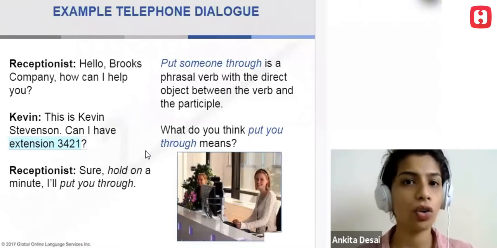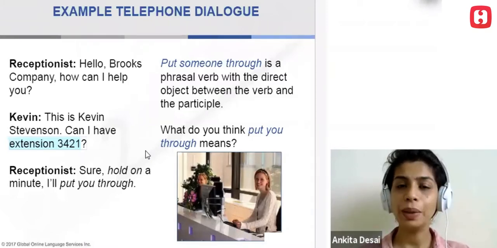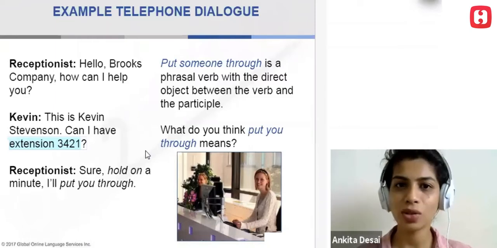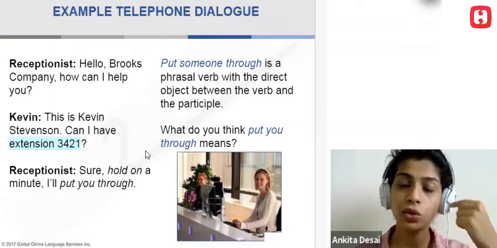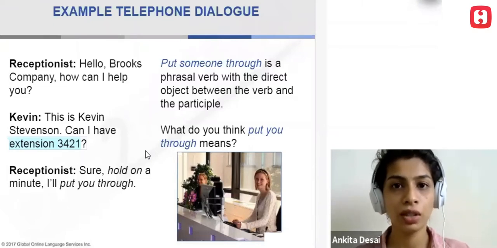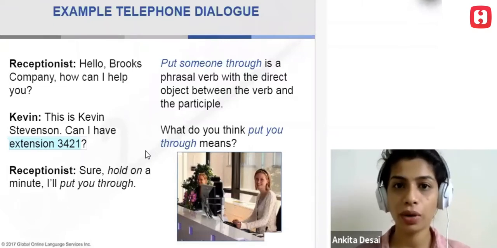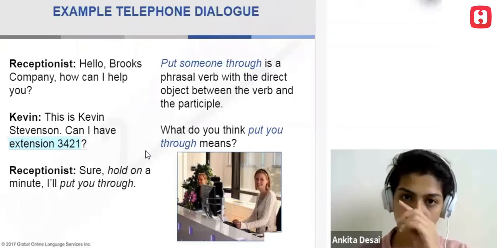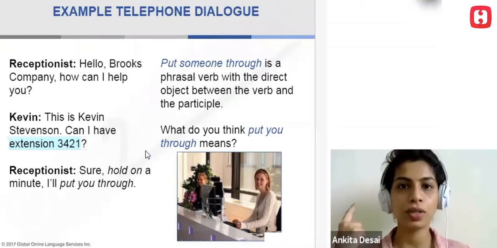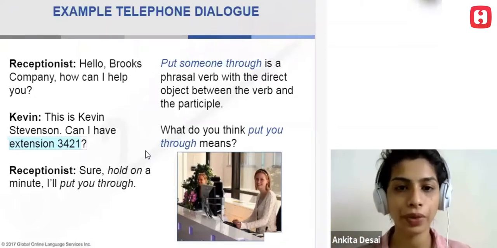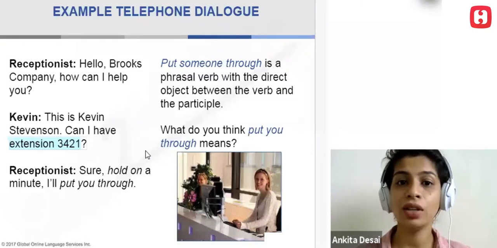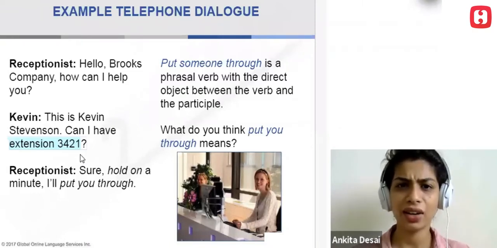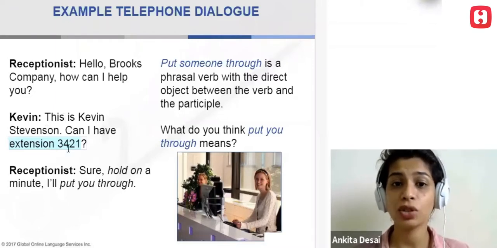So Kevin is aware of the extension number. If someone is not aware, you can simply ask, "Can you transfer my call to Mr. Steve Smith?" And then the receptionist will say, "Okay, I will transfer the call," and she knows the extensions of every employee. In this case, Kevin already knows the extension, so he has directly asked, "Can I have extension 3421?"